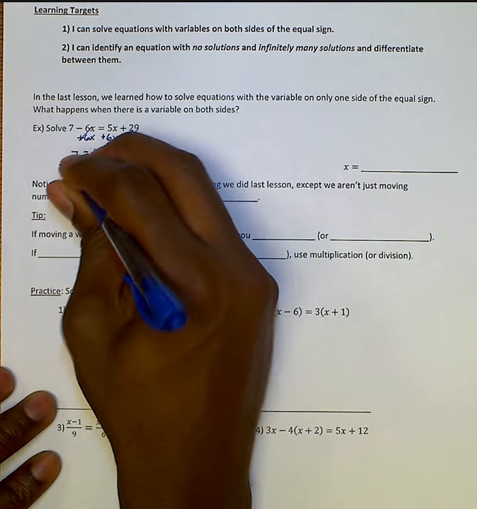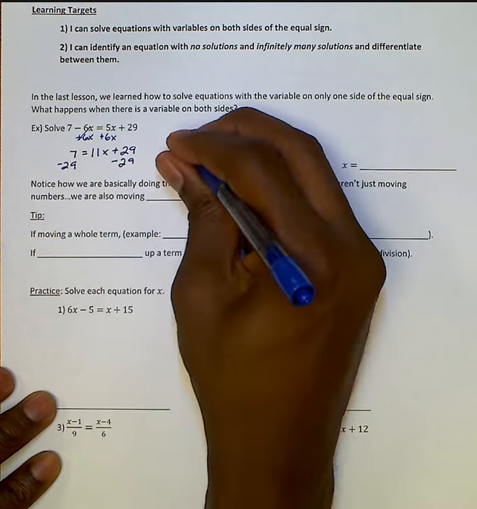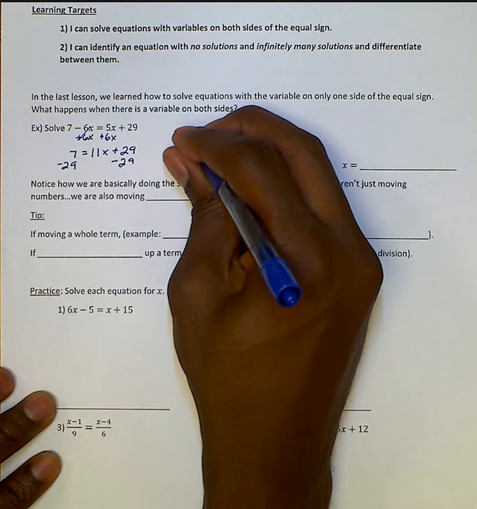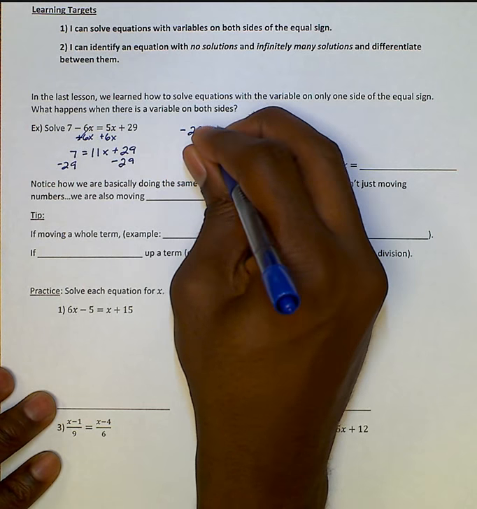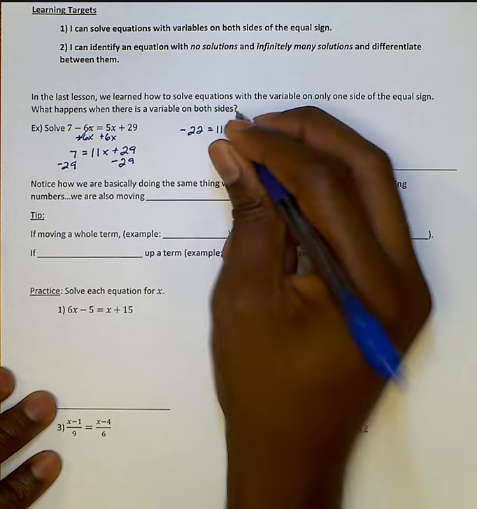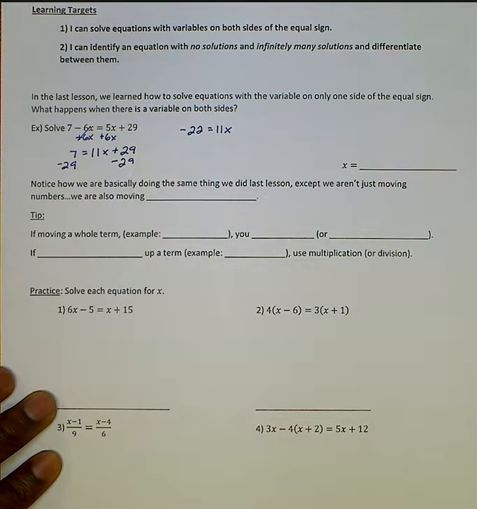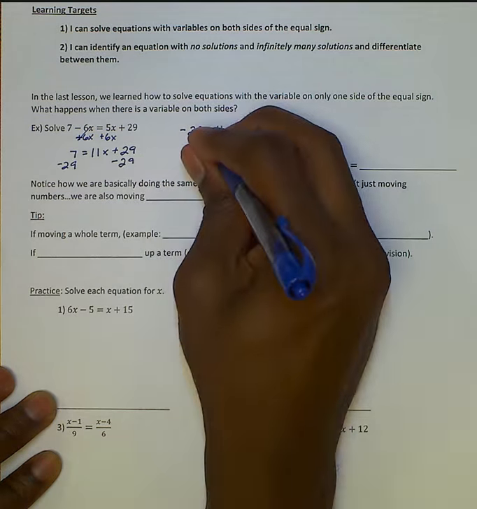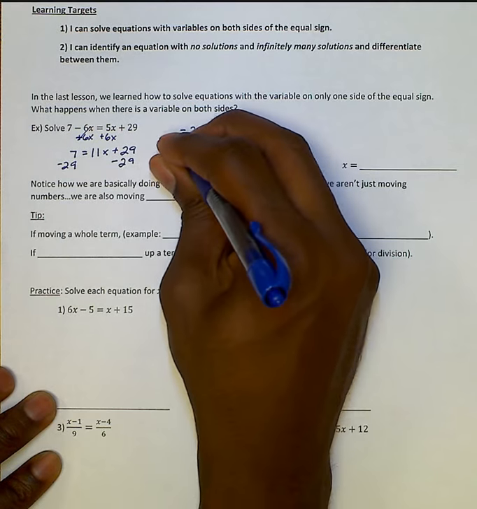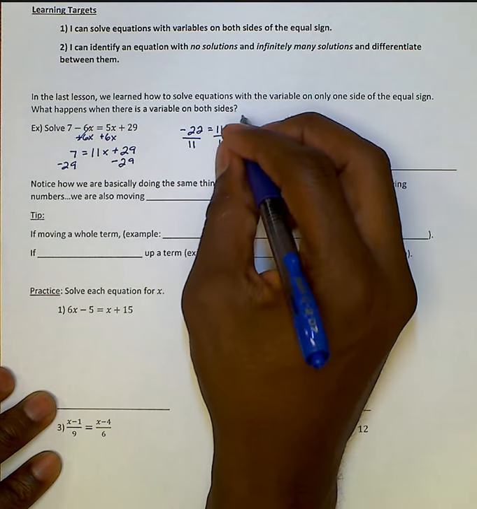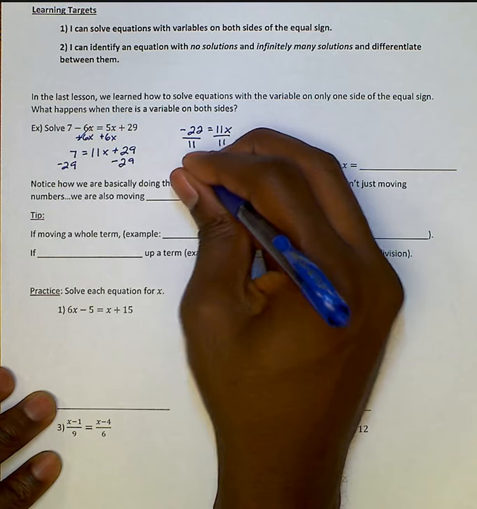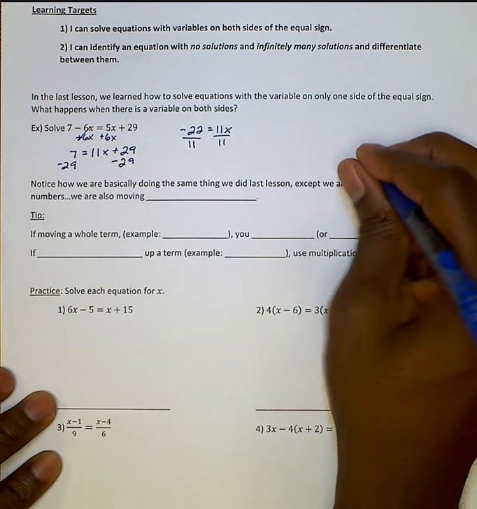Move my work up here. So now I have negative 22 equals 11x. And to get x all the way by itself, I'm going to divide by 11. Okay. So now I divide by 11, I get x equals negative 2.